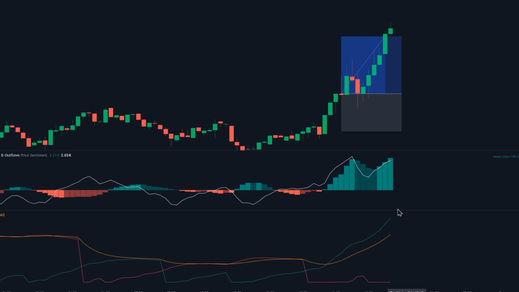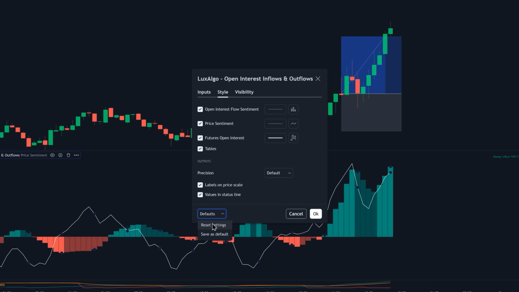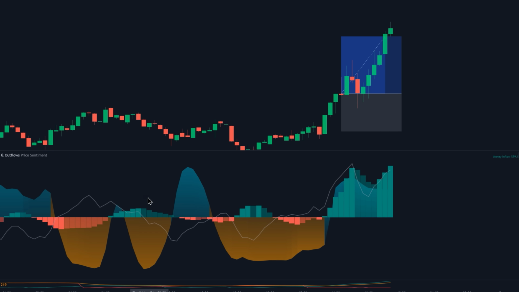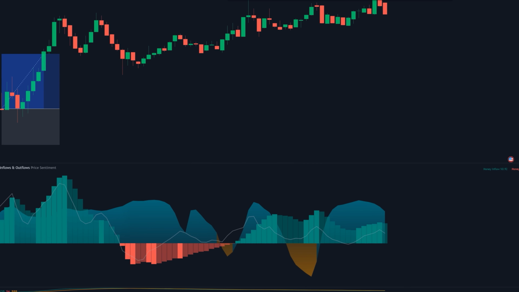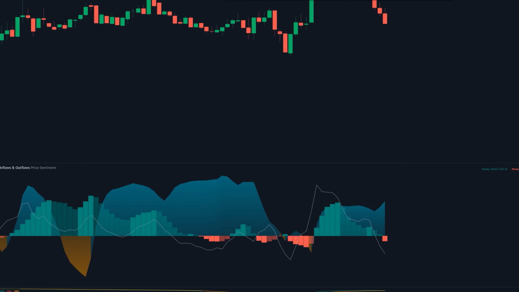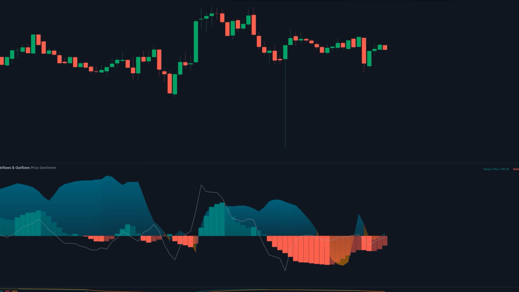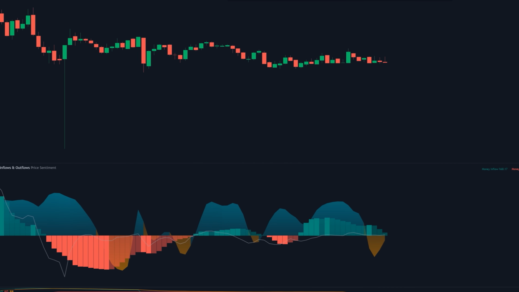Ladies and gentlemen, the Open Interest Inflows and Outflows indicator is a powerful tool that delves beneath surface-level price movements to reveal the underlying strength of market participants. By analyzing both open interest and price movements, traders can gain valuable insights into market trends, they can validate potential breakouts, and even anticipate trend reversals.